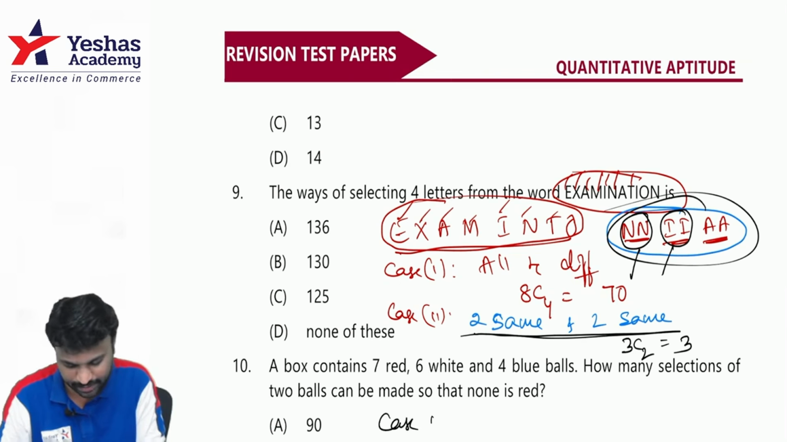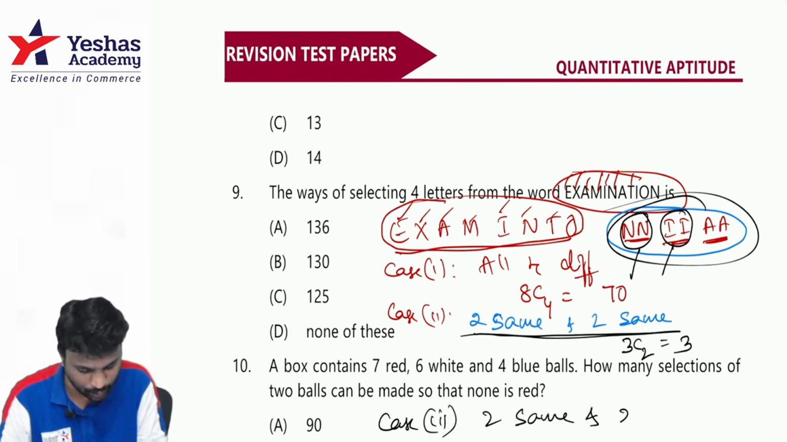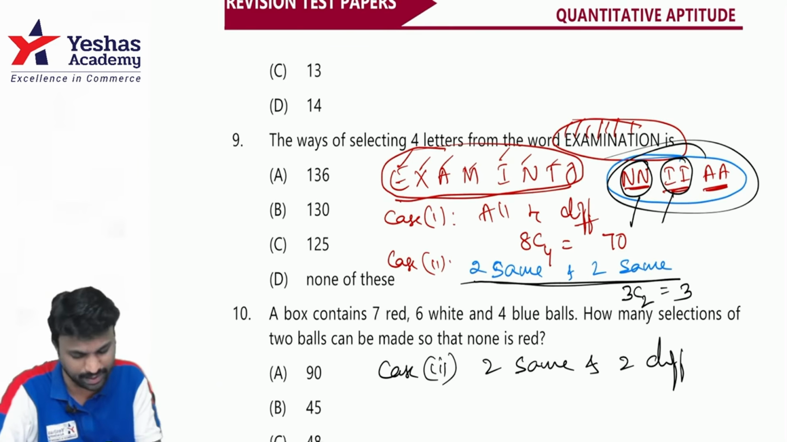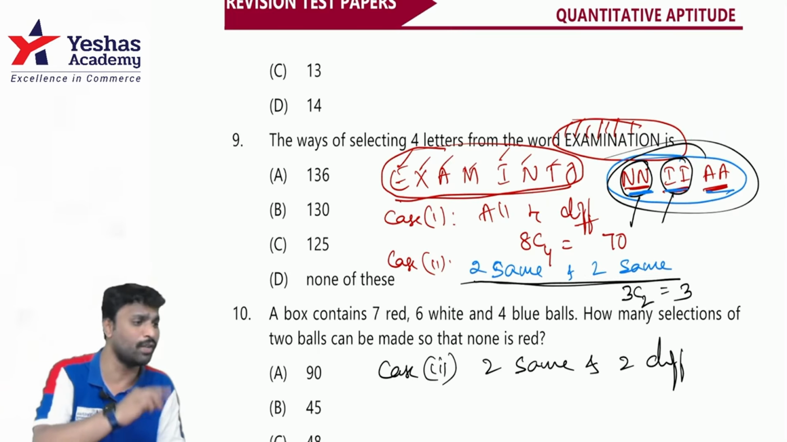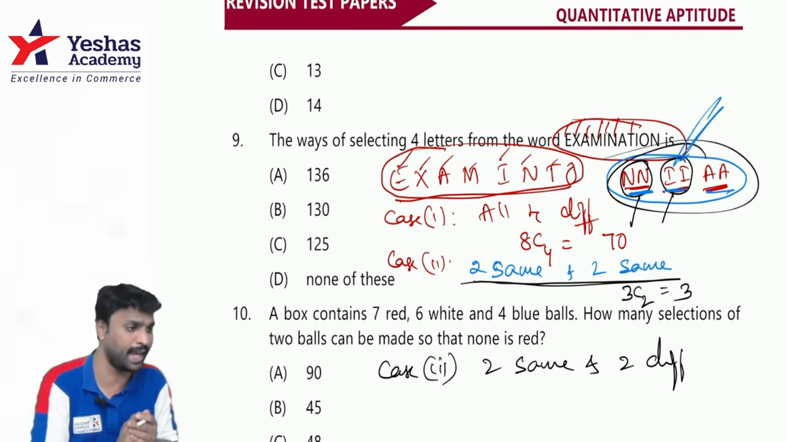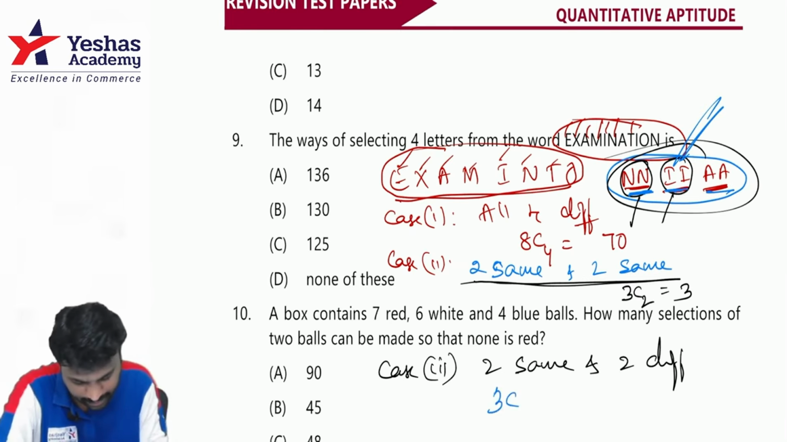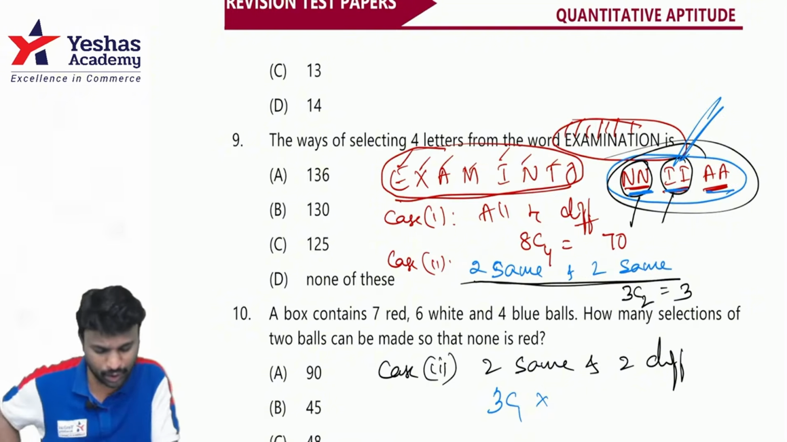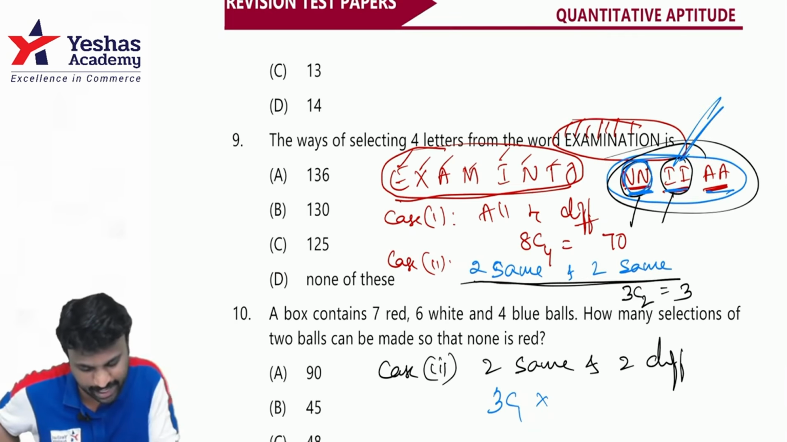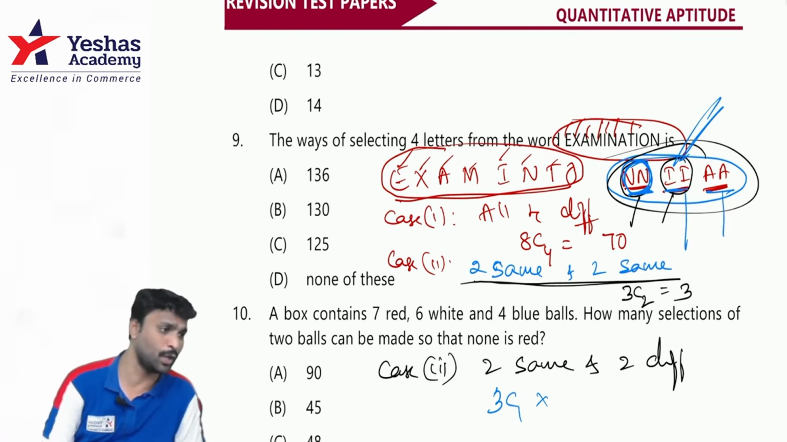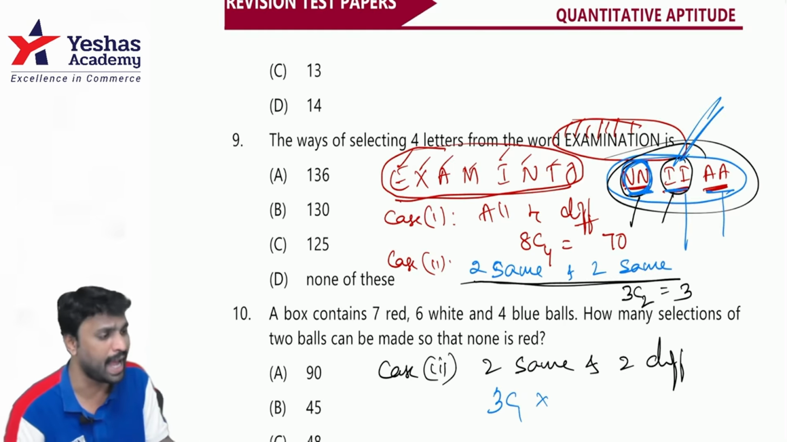Now final case, 2 same letters and 2 different letters. Guys, 2 same letters means out of these 3 things, I must select any one. If I select any one out of these 3 things, NN, II and AA, literally I mean to select 2 letters. That means 3C1. After this, guys, if I choose, let's say I have chosen NN, okay. So I am left out with II and AA. Yes or no? I am left out with II and AA.